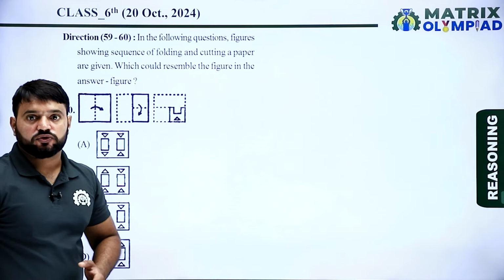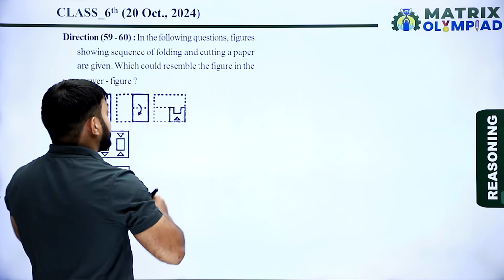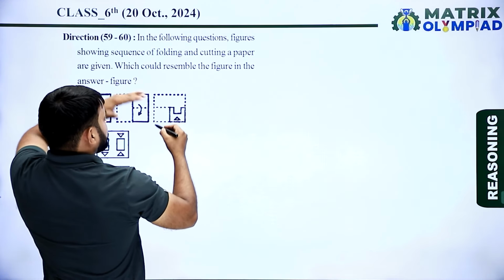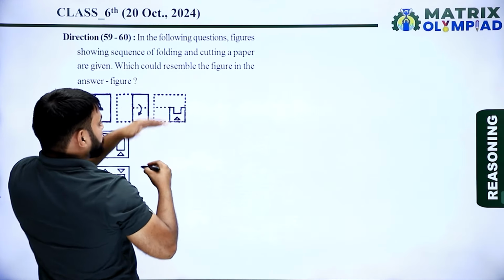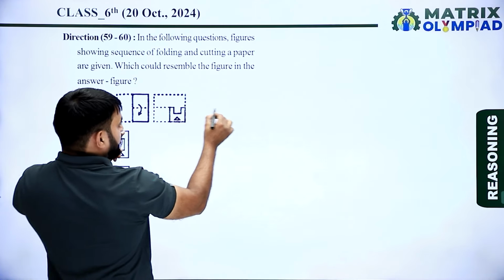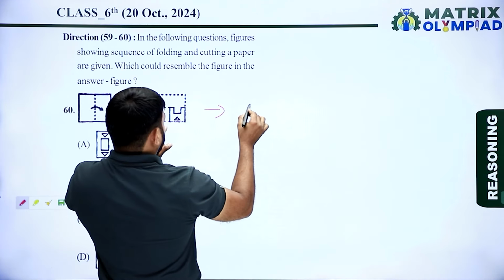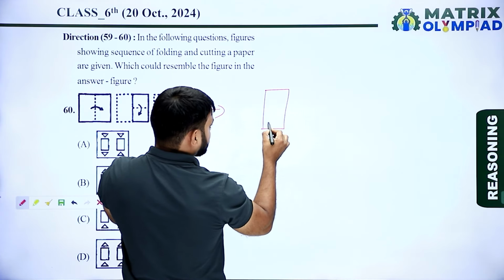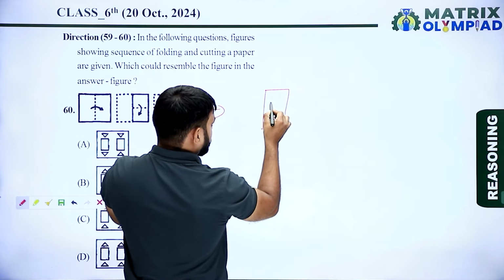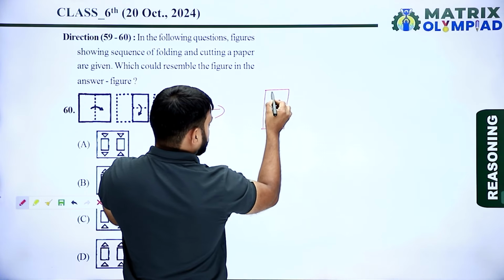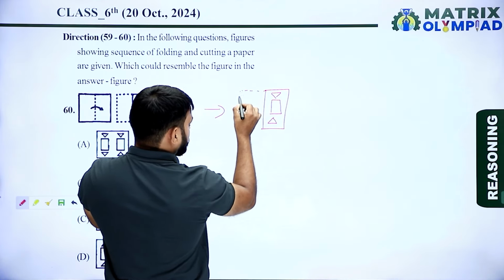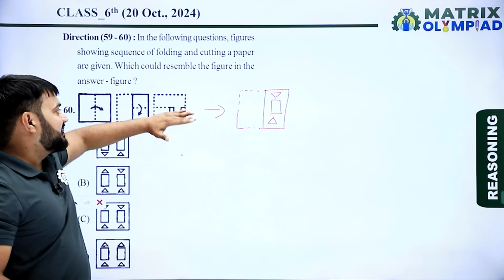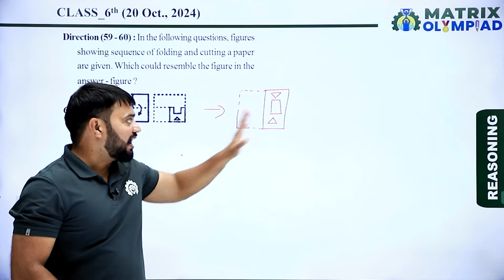Unfold this paper in the same sequence as when it was folded and find the mirror image in each case. So this paper will be unfolded in this direction because this paper has been folded in this direction. So unfold this paper. When we unfold this paper, then we get an image like this. When we unfold this paper in this direction, then we get an image like this.